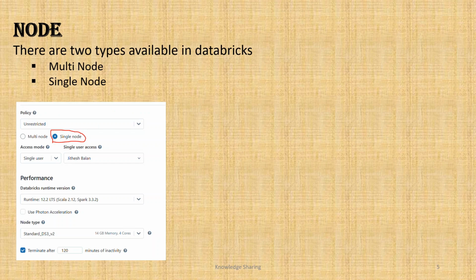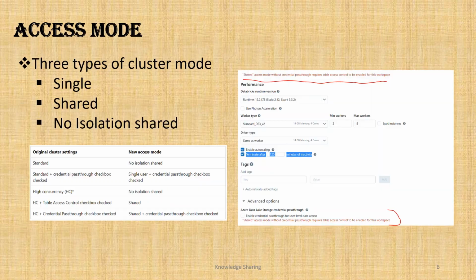Next we'll go for the node. There are two different node modes. One is single node and the other is multi-node. Single node will have only the driver node, not the worker node. So if your workload is very high, then normally we should not go for single node. We have to go for multi-node, where you can set the scale up and scale down based on your workload. Now we'll talk about access mode.